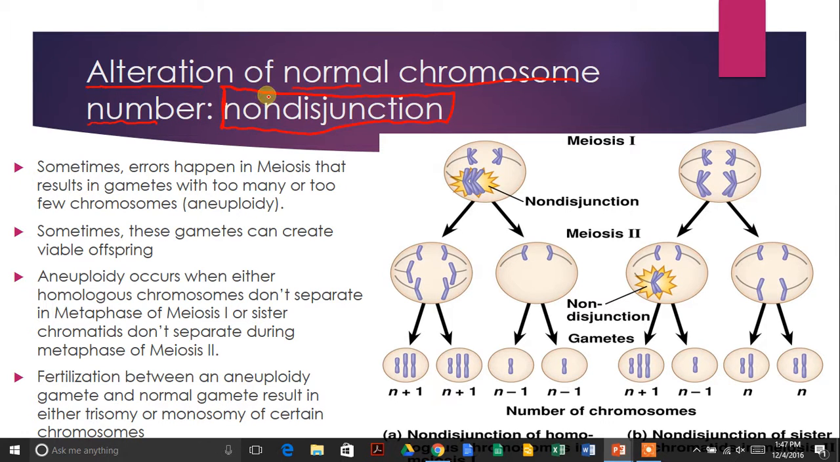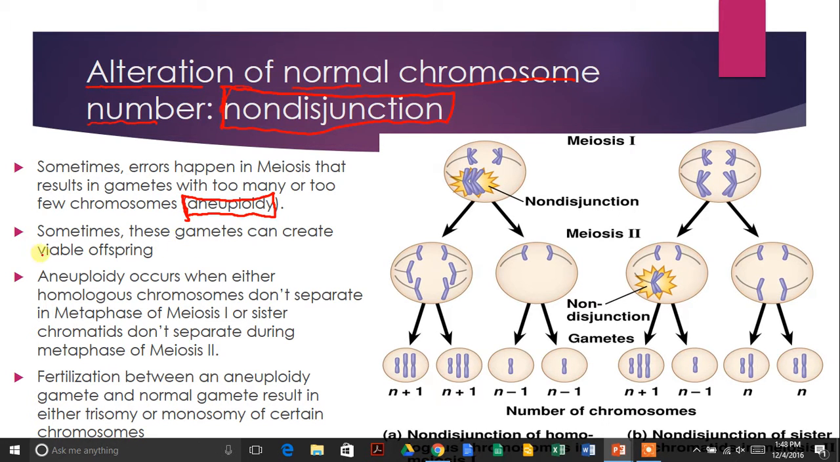So, how does that happen? Well, that happens in the process of nondisjunction. Sometimes errors happen in meiosis, where we're making our gametes, that result in gametes with too many or too few chromosomes. So sometimes gametes will have 24 or 22 chromosomes instead of the normal 23. That happens because of nondisjunction in meiosis. Gametes that don't have enough chromosomes or have too many are called aneuploids. So too many or too few chromosomes is called aneuploidy.